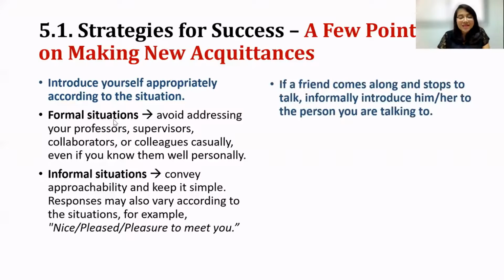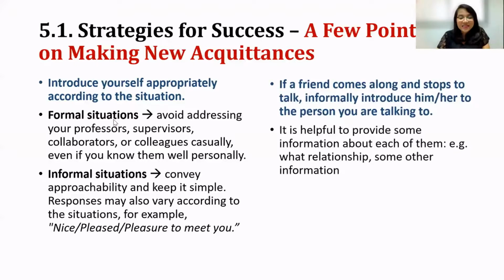Strategy number 2. If a friend comes along and stops to talk, informally introduce him or her to the person you are talking to. So do not leave them alienated like that. It is helpful to provide some information about each of them. For example, the relationship you have with the person you are talking to, or with the person that just came along, and also some other information that you think is important.